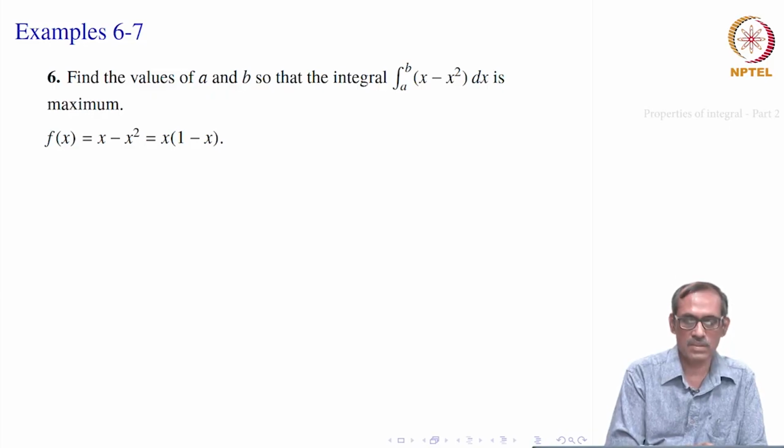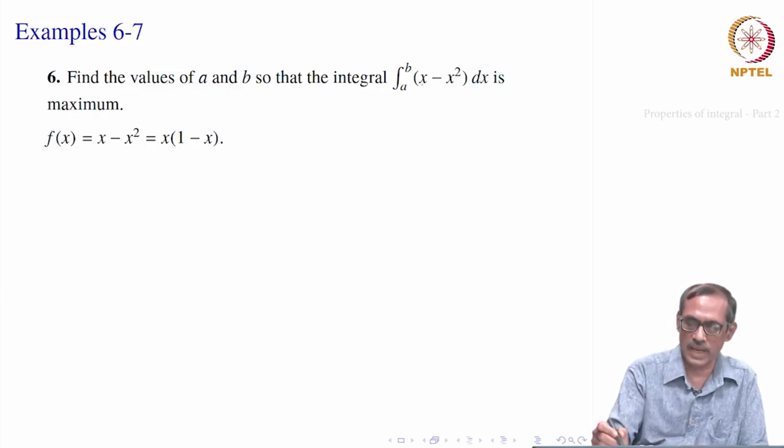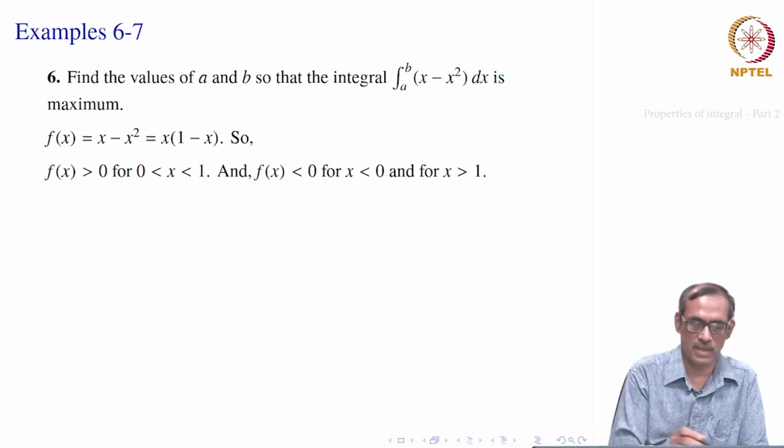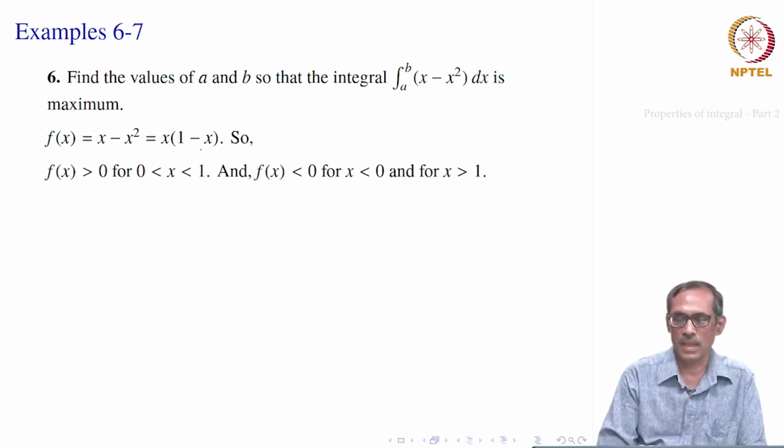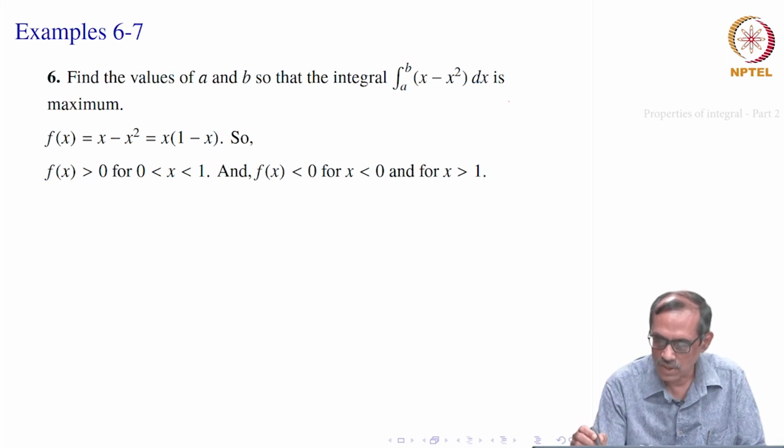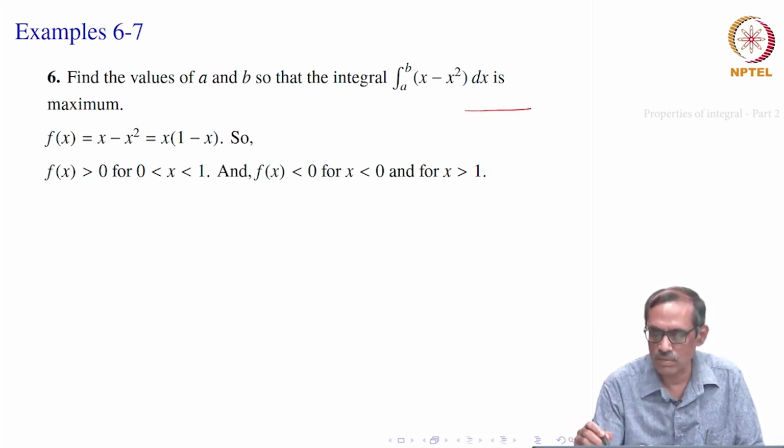Okay. So, now let us look at the function first. The function is x minus x square, which we can factor as x into 1 minus x. So, the reason is you have the f of x. So, we are using a very simple argument. Suppose the function is something like this, which has some negative values and some positive values.